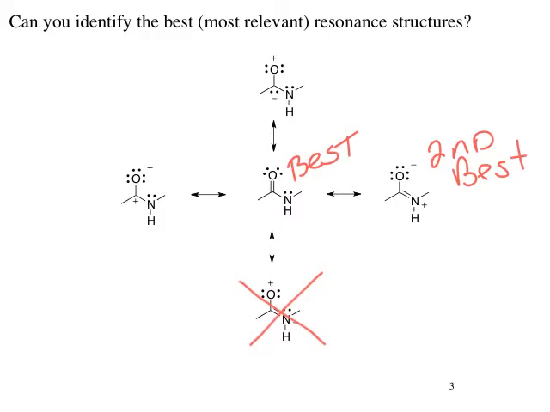of relative importance, and we can see that it is better to have a negative charge on the more electronegative atom, and that represents the leftmost structure. So this will then be our third best structure. And the top structure doesn't really have much going on at all for it, and just is not relevant.